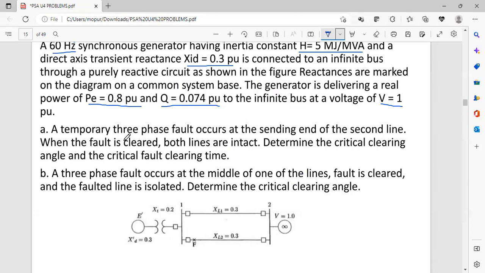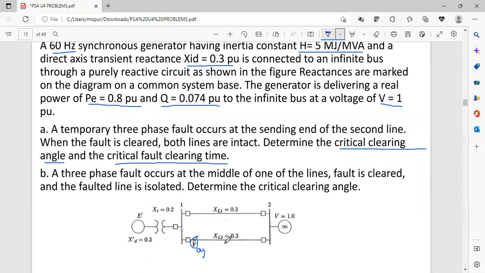Now, a temporary fault occurs at the sending end of the transmission line. At this point, this is the first subdivision. When the fault is cleared, both lines are intact. Determine the critical clearing angle and critical fault clearing time when the fault is at this point. That is the first subdivision.